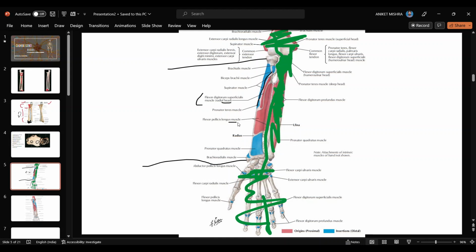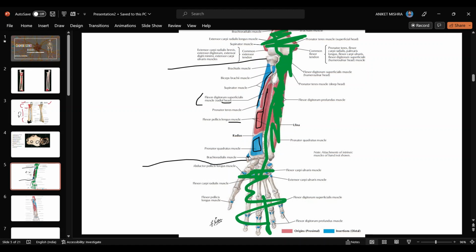When we talk about the flexor pollicis longus muscle, it originates from the anterior two-thirds of the radius. When we talk about the pronator quadratus muscle, it inserts at the lower part of the anterior surface of the radius, and there is also an insertion of the brachioradialis muscle.